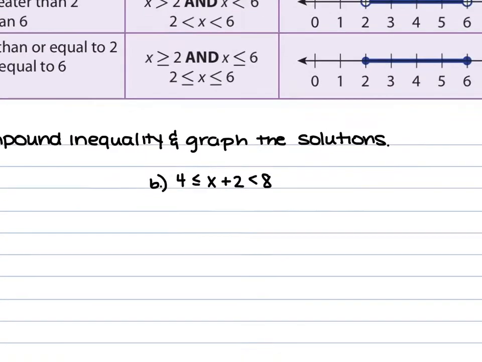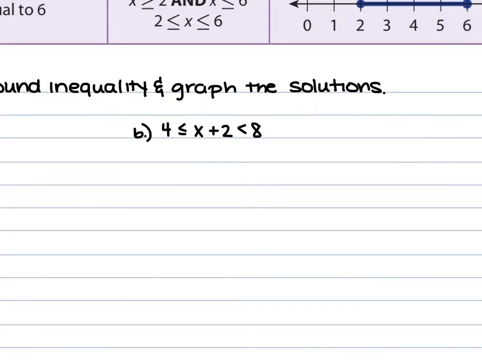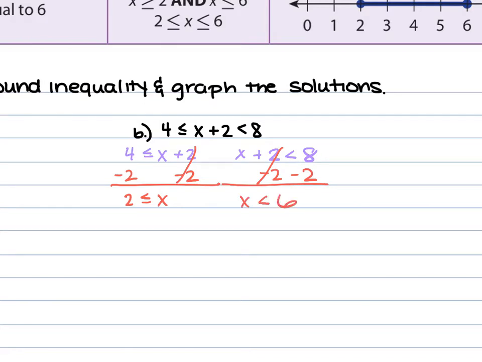Another way to solve these is to make two inequalities. So if we look at example B, 4 is less than or equal to x plus 2, which is less than 8, we would make two: 4 is less than or equal to x plus 2, and x plus 2 is less than 8. And then we would solve both of these separately. So we would subtract the 2 from each side with the 4 is less than or equal to x plus 2 to get 2 is less than or equal to x. And then we would subtract the 2 from each side with the x plus 2 is less than 8 to get x is less than 6.